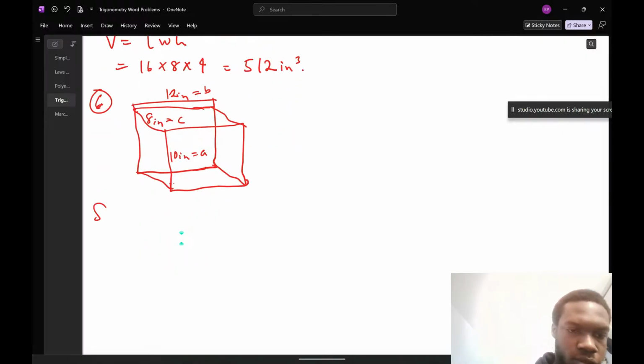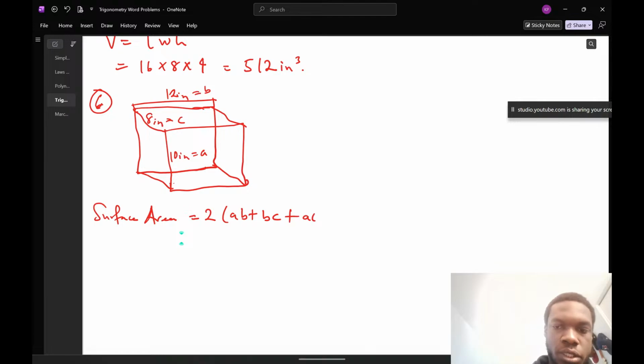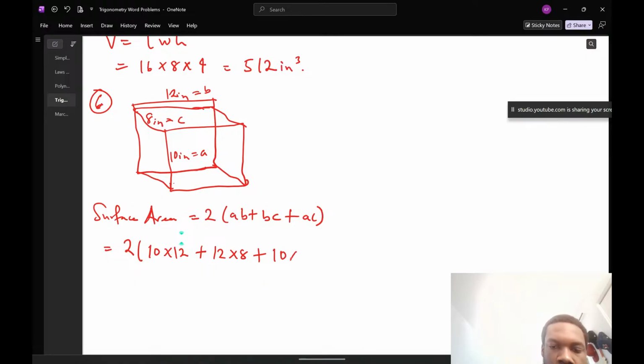Okay, so the surface area is 2 into AB plus BC plus AC. Okay, so A times B is 10. 10 times 12 plus 12 times 8 plus AC, 10 times 8.